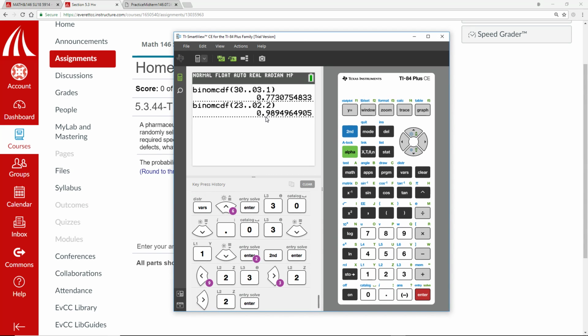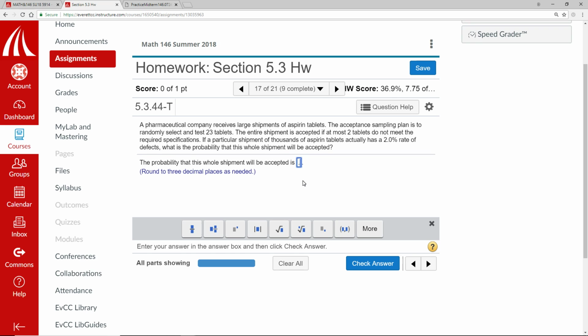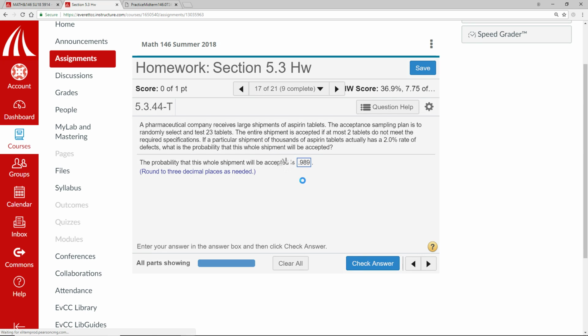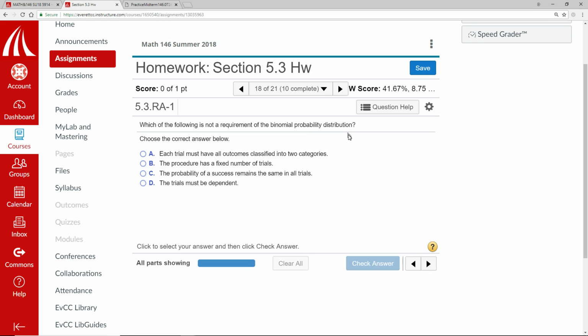And so we're dealing with 0.989. There's a good chance that the shipment will be accepted. Defect rate is small. We're only looking for at most 2. Everything is good there.